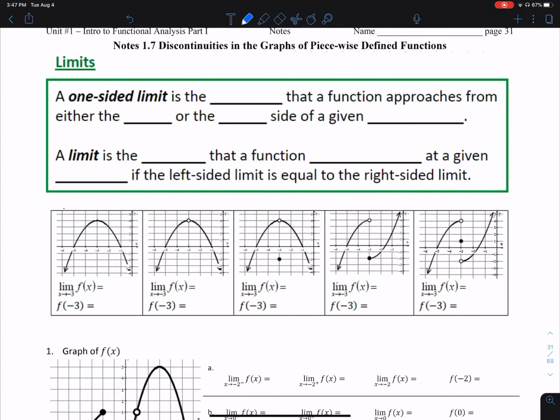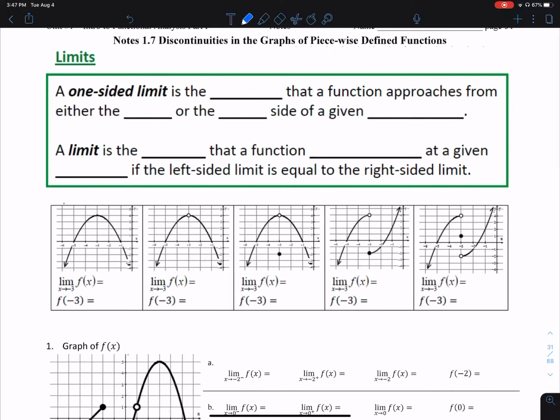PreAP PreCalculus, Notes 1.5, Discontinuities and the graphs of piecewise defined functions. We are first going to talk about limits. This is an extremely important concept. It's a fundamental concept in calculus, and since this is pre-calculus, it's logical that we discuss this now. And consider yourself fortunate that we are discussing this in the very first chapter.